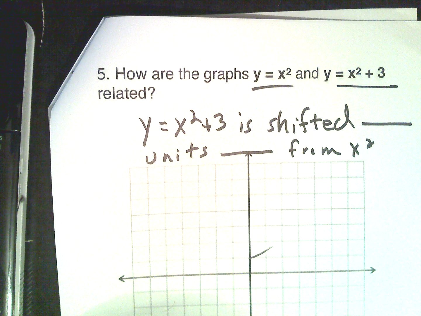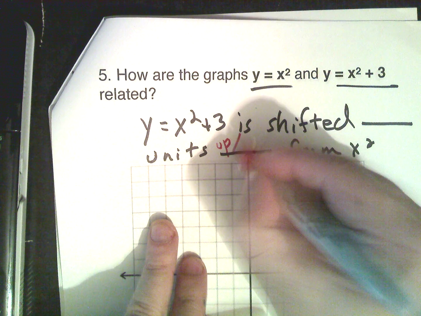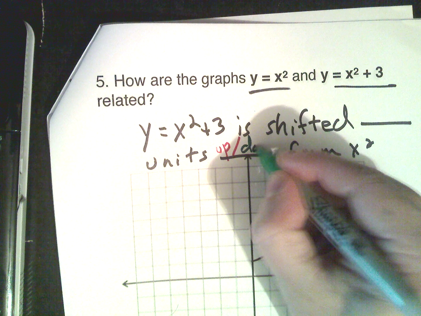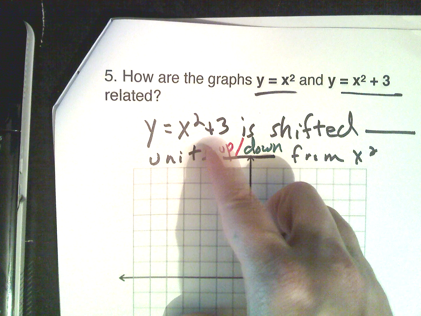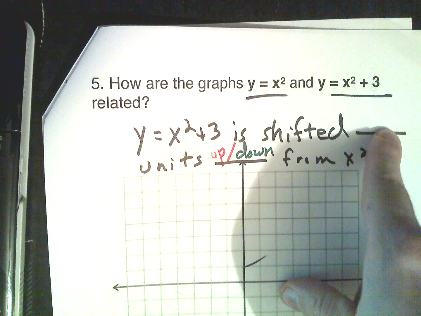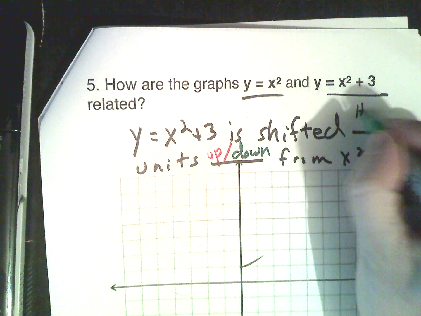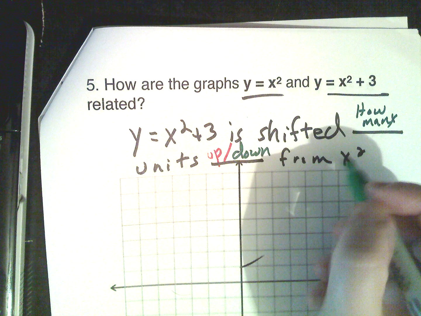So over here, you will say it's either going up or it is going down. In this case. Sometimes it can be left and right, but in that case, it'll be up or down. So x squared plus 3 is shifted blank units. How many units up or down from x squared?